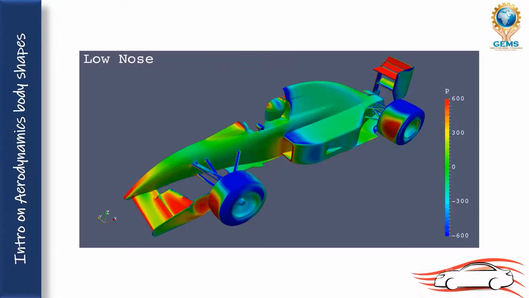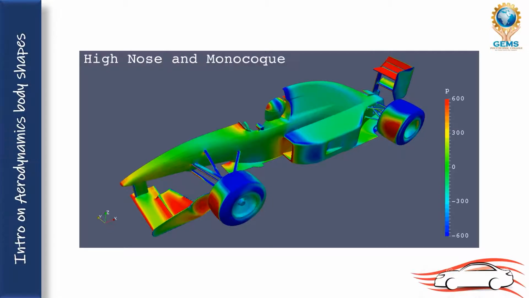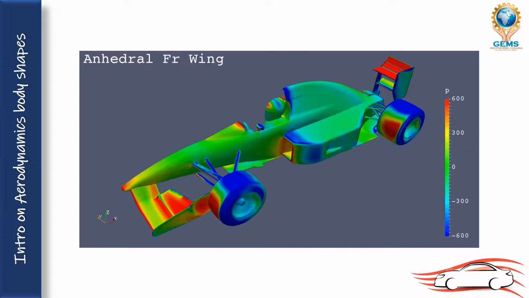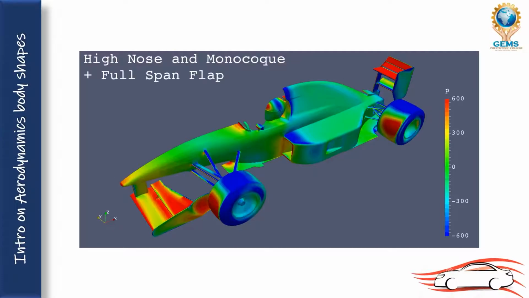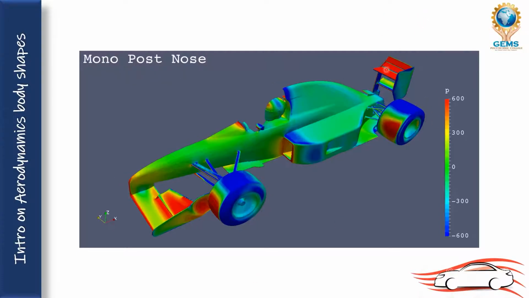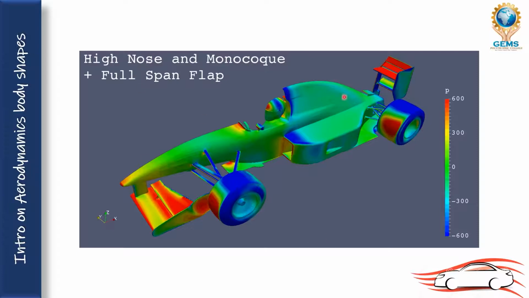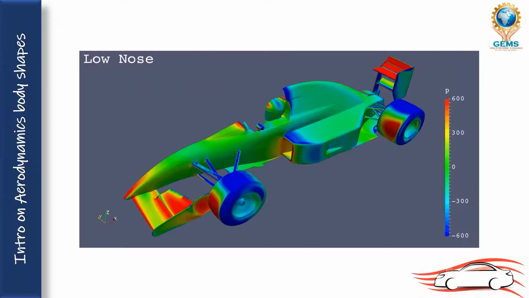Okay, so see here, this is 600 blue, 300, 0, 300, 600. The 600 is a red line. Here it means the winds are flowing with a high pressure. Okay, see this area. If you see this area, the wind is attacking or flowing very fast in this area. Okay, so that's why it is mentioned in a red color.